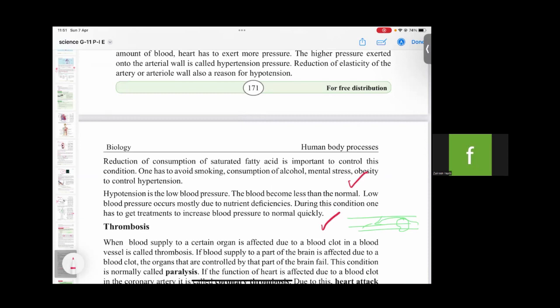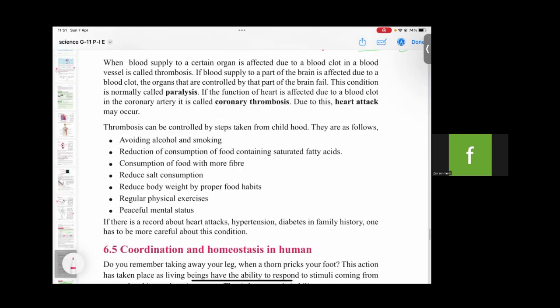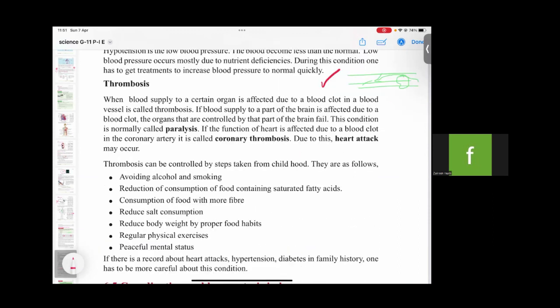And then finally, we have thrombosis. When the blood supply to a certain organ is affected due to a blood clot in a blood vessel, it is called thrombosis. So what is thrombosis? There is a blood clot. Usually the blood is fluid inside our body. When there's a blood clot out of nowhere in our circulation, it can block the vessels.